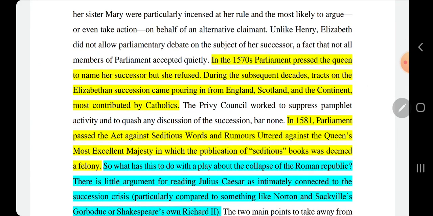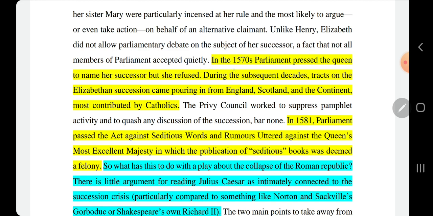Unlike Henry, Elizabeth did not allow parliamentary debate on the subject of her successor, a fact that not all members of parliament accepted quietly. A couple of parliament members were very worried about the successor issue, and she actually didn't allow such debate to happen. She was exerting her power and keeping everyone quiet and not talking about the succession. However, some members of parliament did not accept that quietly, and they were very worried about the succession.